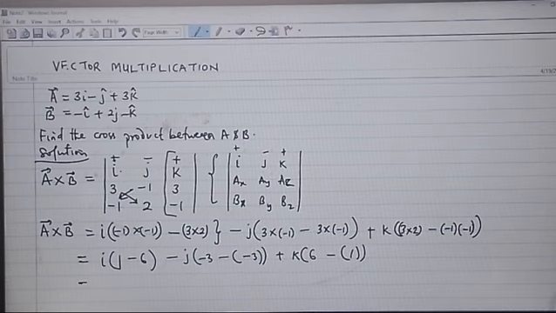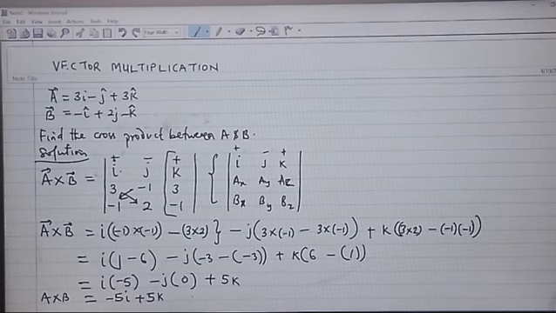Then we evaluate further. 1 minus 6 is minus 5. Minus j into minus 3 plus 3 is 0. Plus 6 minus 1 is 5, so 5k. So our answer is that A cross B is equal to minus 5i plus 5k. See how simple it is.